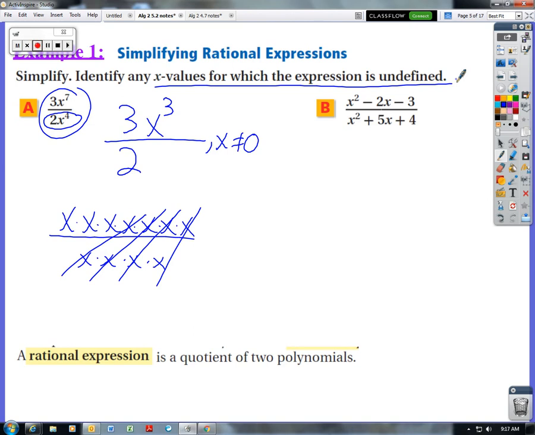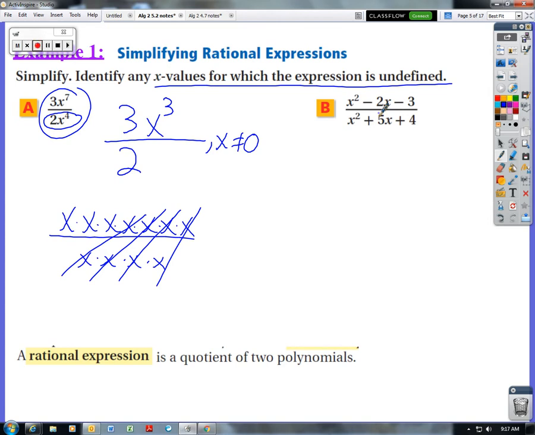Now let's tackle this next one. This one is going to require us to factor, because we cannot cancel terms. Terms are things that are added or subtracted. The 2x, the x squared and the x squared, those are terms. This one's being subtracted, it's being added to this negative 2x, this one's being added to the 5x. You cannot cancel these x's, these x squareds. That is not allowed. If you try it, it won't be equivalent to the original.